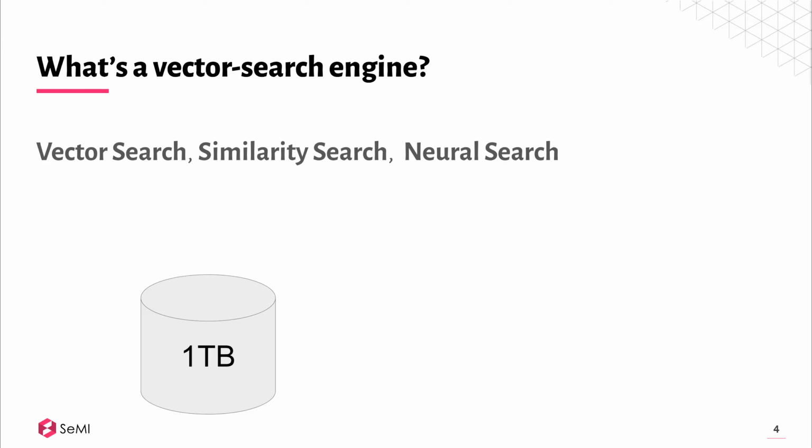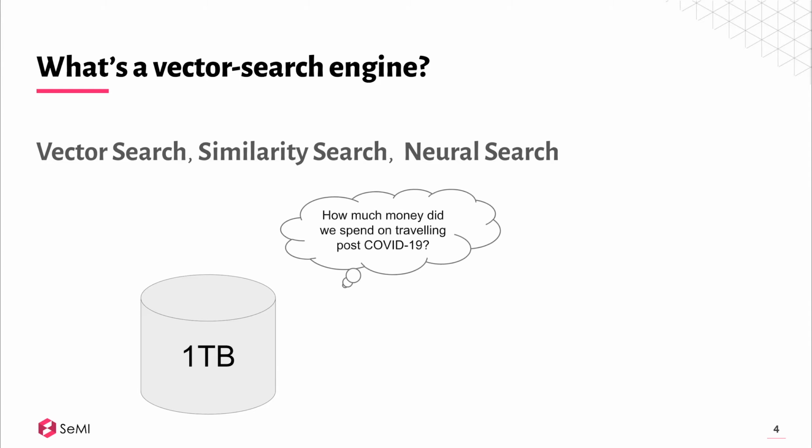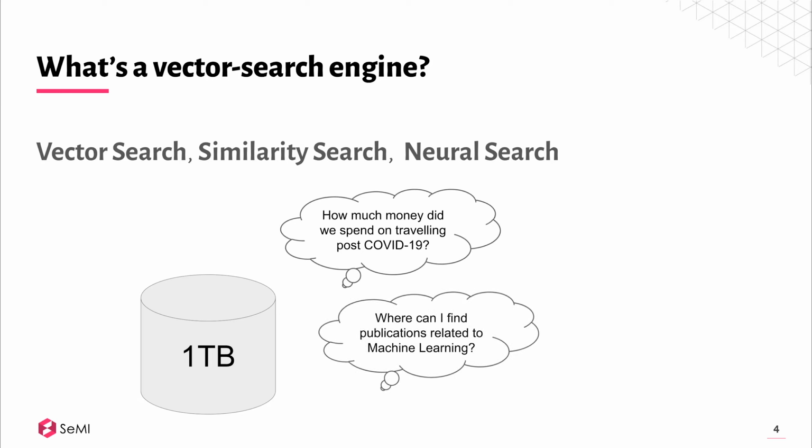This is probably unstructured. It's maybe from multiple sources. Maybe it's a dump from your ERP system, or maybe it's email communication that's been going around inside your company, or something else. It's a lot of data. There's probably a lot of very good information in there, but it's very, very hard to get it out. So you could be asking yourself questions about your data set. For example, how much money did we spend on traveling post-COVID-19 lockdown? Or maybe you're thinking, where can I find publications that are related to machine learning? And in both cases, you know that the answer to those questions is somewhere in that data.